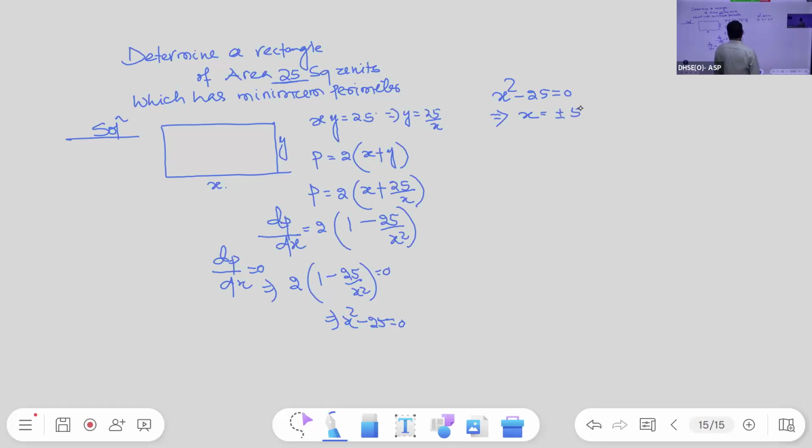Then apply the second order derivative test. d square p upon dx square equals 2 into the derivative of 1, which is 0, and the derivative of minus 25 by x square, which is plus 50 by x cube.